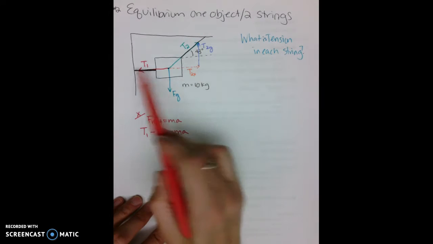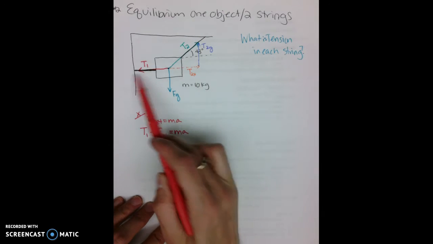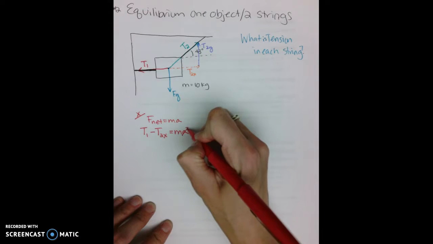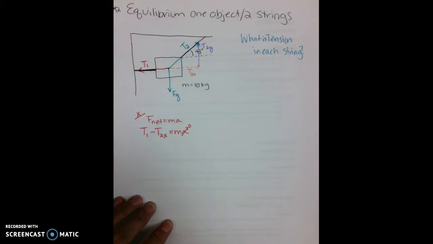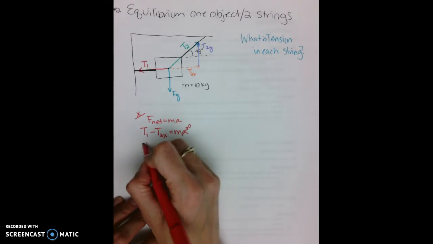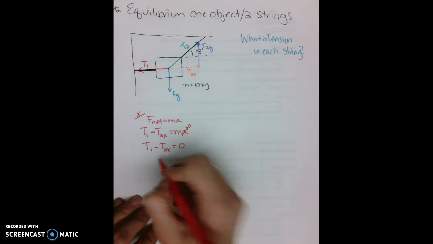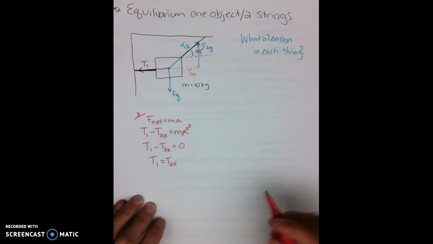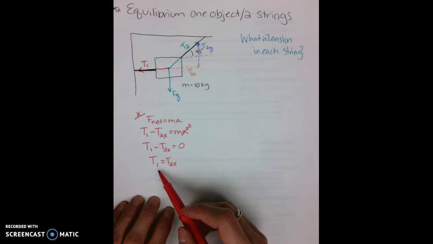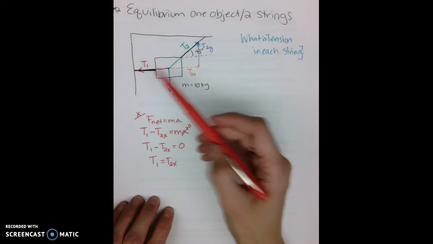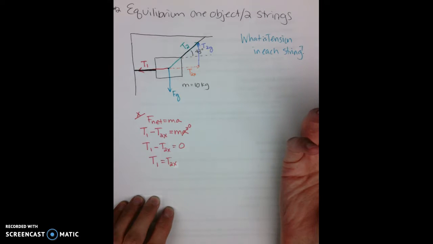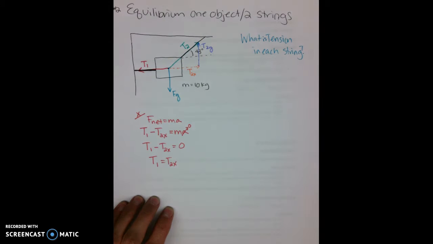Is my box accelerating in the x direction? No. So the acceleration in the x direction is 0, which means this whole term is 0. So T1 minus T2x is equal to 0, or I can say that T1 is equal to T2x. But that's about as far as I can go. I don't have a value for T1 and I don't yet have a value for T2x. So I'm kind of stuck in the x direction. Well, don't give up. Let's first look in the y direction.